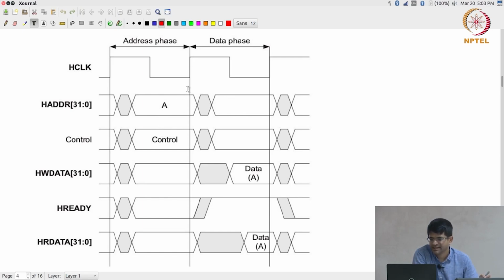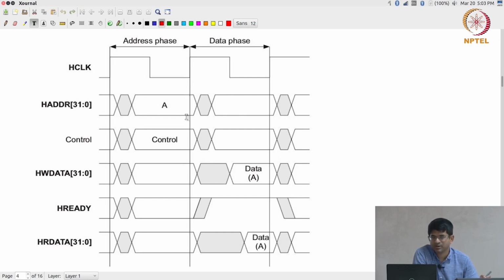At the next edge of the clock, the address is sampled, okay? So that is typically the terminology that is used. What we say is that the address is sampled by the receiver, either the bus interface or by the slave itself directly, right?